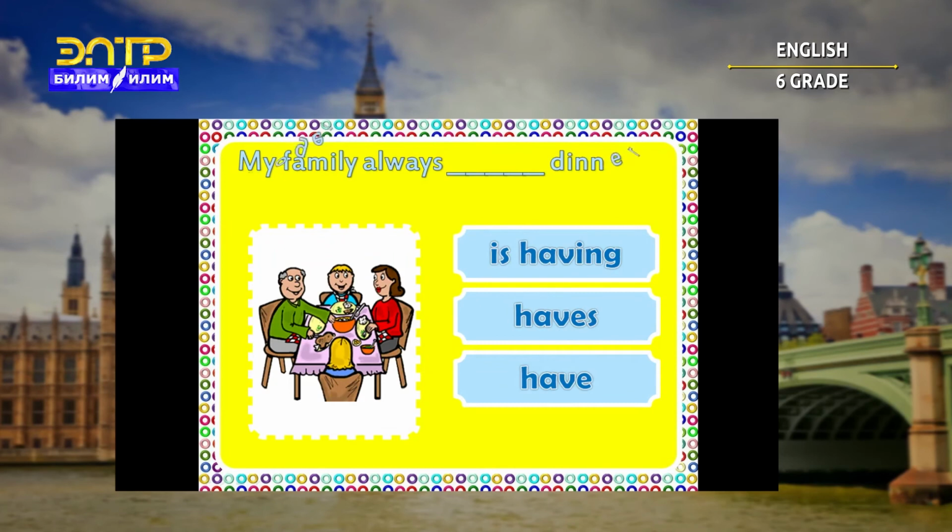My family always is having, has or have dinner together on Sundays. This is a repeated action. It's present simple because we use the adverb of frequency always. So, my family. There are many people in the family. We use here the correct form have. So, the sentence is: my family always have dinner together on Sundays.